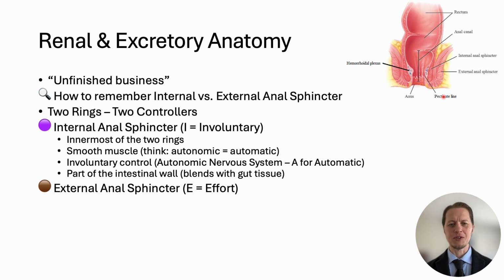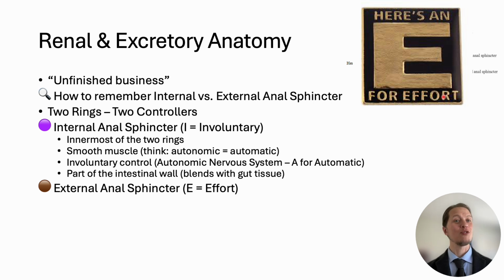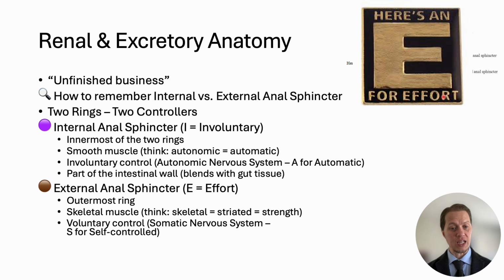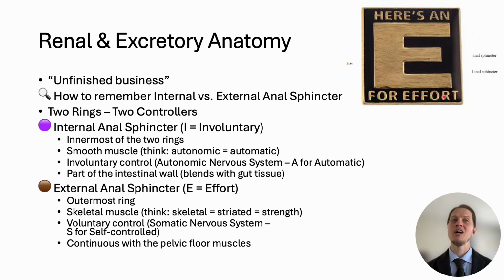The external anal sphincter, just think of E for effort, because when you strain to go to the bathroom, you got to push hard, and sometimes you get an E for effort when you are able to release the bowels. This is the outermost ring, and this is skeletal muscle. So skeletal equals striated muscle. So think of just like regular muscle when you're lifting weights, you build that for strength. Your external anal sphincter is under skeletal, voluntary, somatic control, self-control. This is the sphincter that we contract when we have to hold it in until there's an appropriate time.